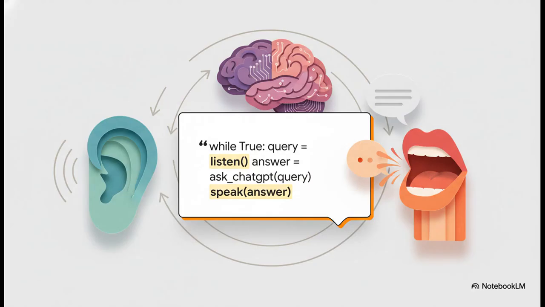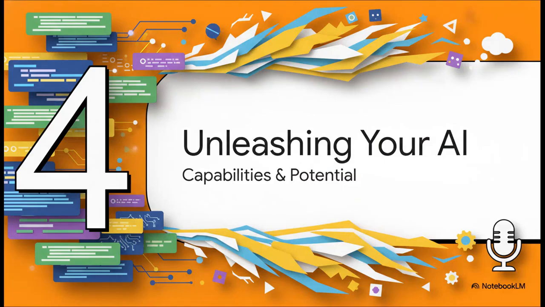So, we have the ears, the voice, and the brain. How do we wire them all together? Well, this tiny block of code is basically the spark of life. That while True bit creates an infinite loop. It's constantly listening for you, sending what it hears to the brain, getting an answer, and then speaking that answer out loud. It'll just keep doing this, always on, always ready for your next command. And just like that, with the code in place, our AI is born.